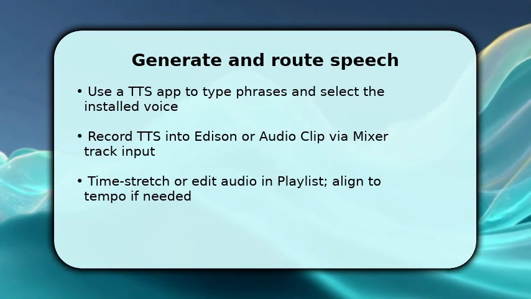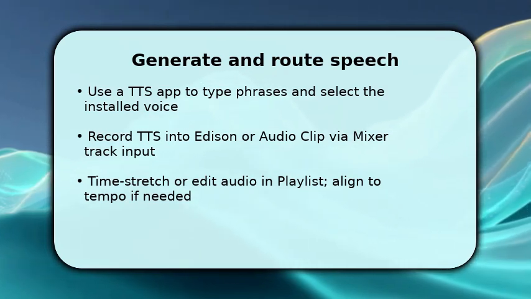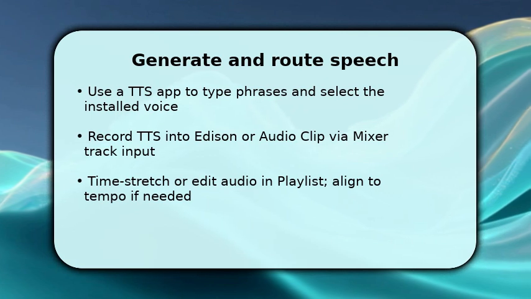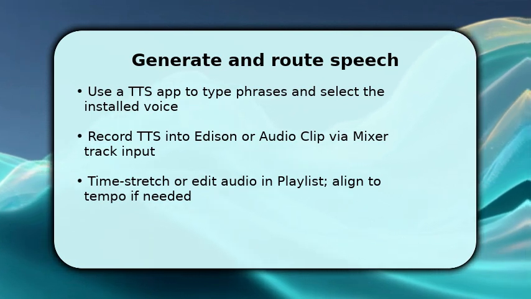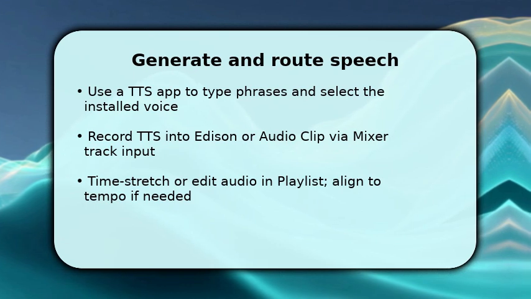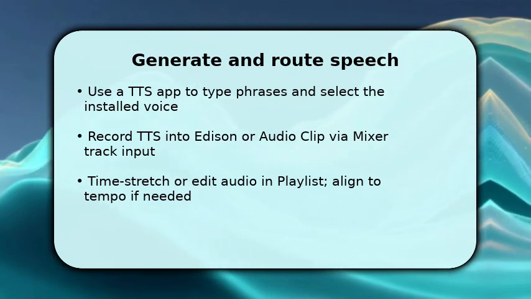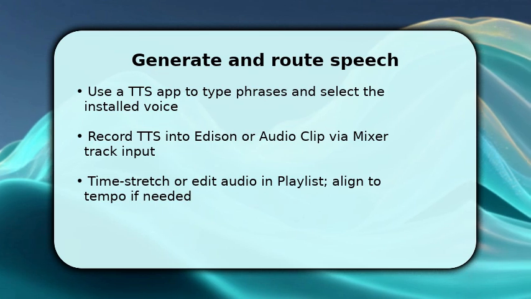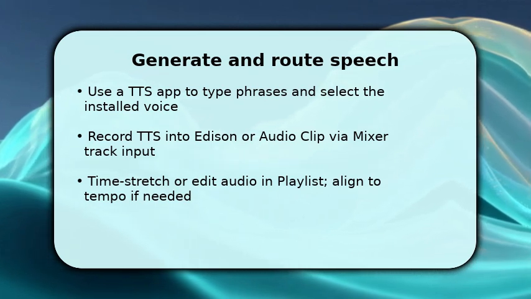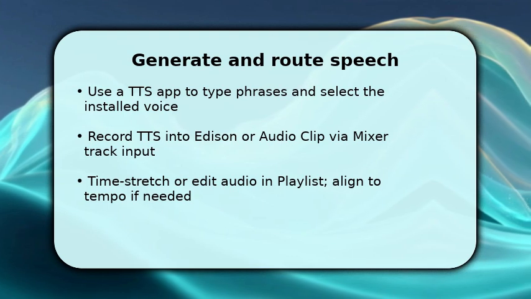Now you create the spoken audio and capture it into FL Studio. In your TTS app, type the script, select the voice and hit play while Fruity Wrapper or your virtual audio cable routes audio into the mixer track. Arm Edison on that track and hit record. You'll capture clean waveform takes.